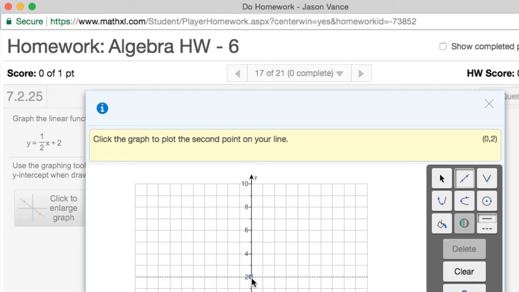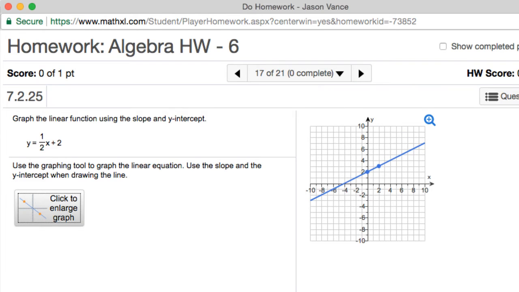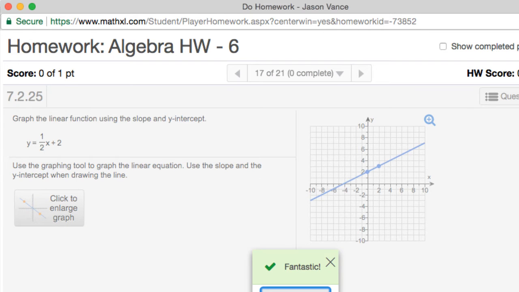Then based off the slope, if you haven't written it down, you can look to the left and say, okay, the slope is the number next to the x, which is 1/2. 1/2 means, remember, rise over run. That means I'm going to go up from the 2 on the y-axis to the 3, and then come over to the right 2 spaces, and then left click again. And there I have my line. I click save, check my answer, and it's correct.